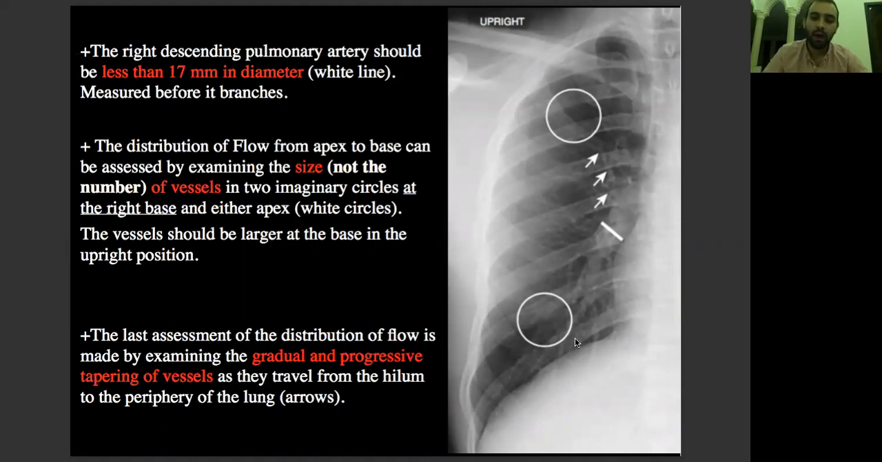So we choose the right lower circle. It's taken on the right base. And we can choose either the right upper or left upper apex to check for the size. Okay, the size on the base should be larger than the apical vessel in standing patients. Third, we should assess for gradual and progressive tapering of vessels from central to peripheral.